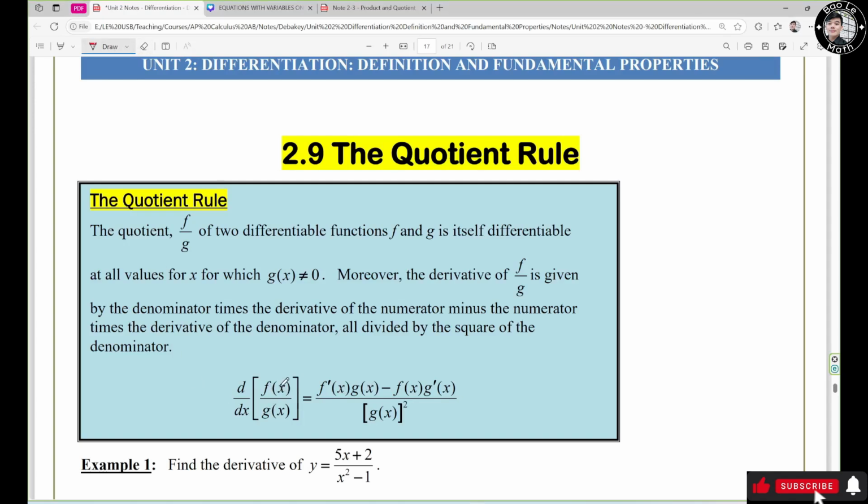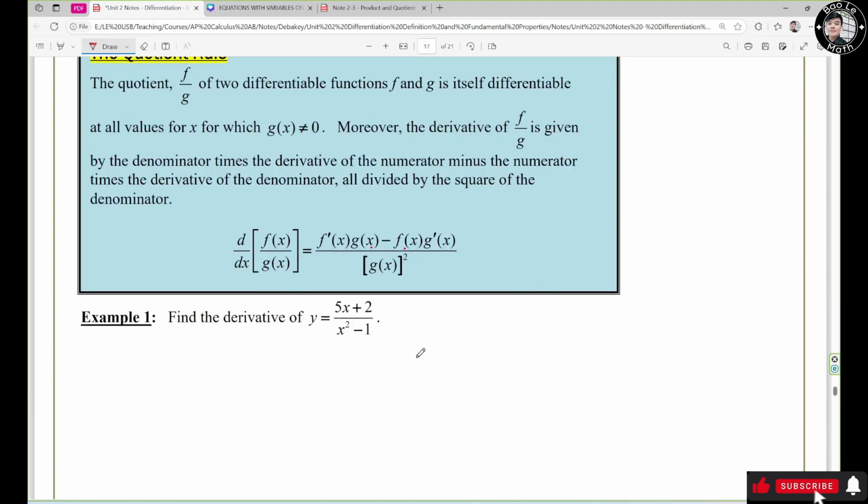Alright, the derivative of f(s) over g(s) is f prime of s times g(s) minus f(s) times g prime of s, over g(s) squared. If you want to learn how to prove this formula, please check out the link in the description below. Alright, so example number 1, we're going to apply this formula.